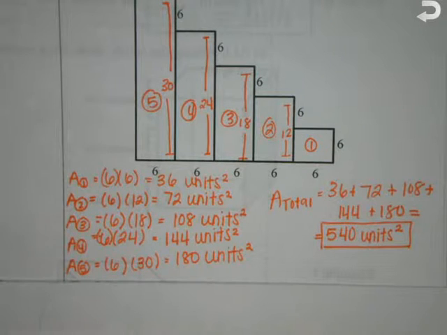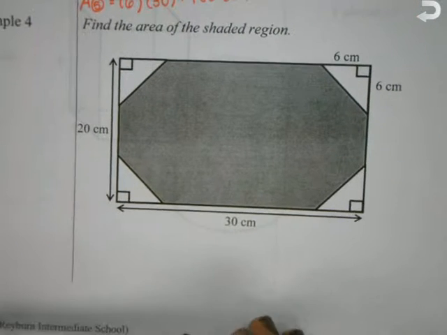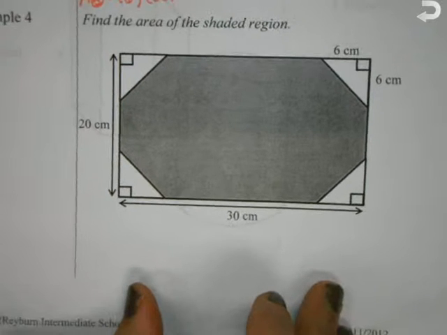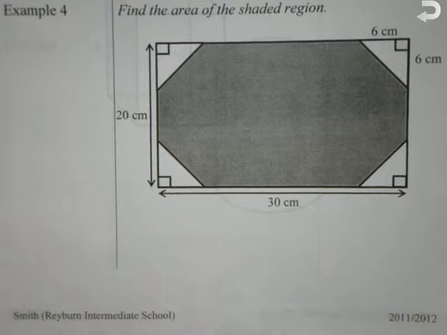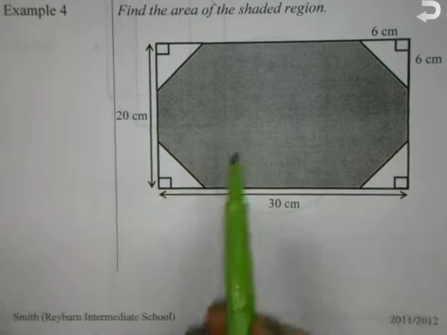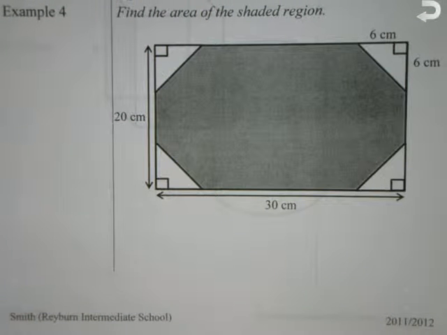Okay. Example 4. We are given a region that is shaded, and your instructions are to find the area of that shaded region. Any ideas of what we should do, Nikki? You just do it as if it's a rectangle, and then you do 6 times 6 is 36, and then you times that by 4, and then subtract the same answer. Close.